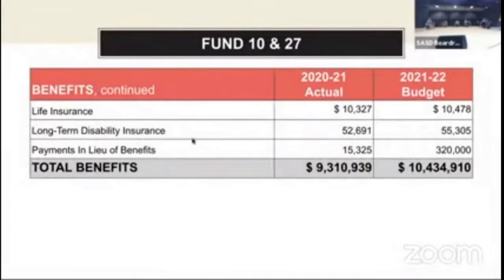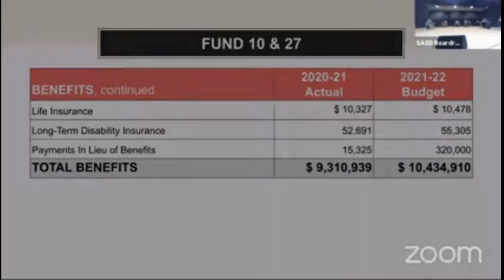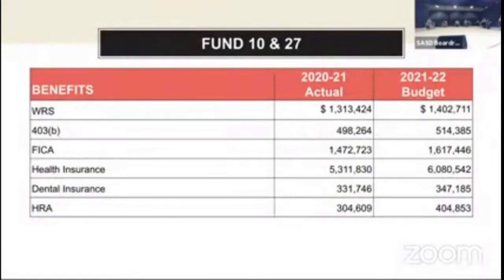The benefits on the next screen, our major categories of benefits, are WRS, or the Wisconsin Retirement System. If you go back one screen, please. The 403(b) plan, which is an optional plan our board put into place where participants can receive $1,500 a year in a retirement account.